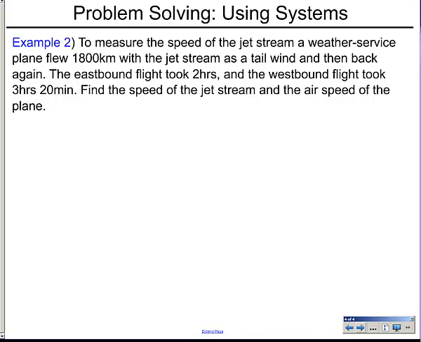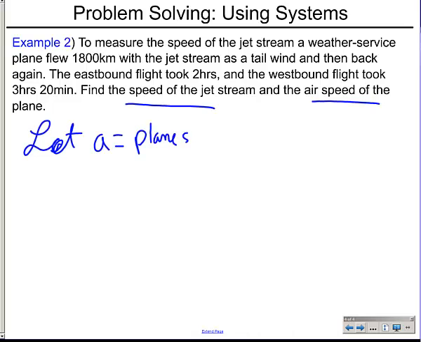So they have the eastbound flight that took 2 hours, and the westbound flight took 3 hours 20 minutes. So it took longer going west than it did east, so we can tell which direction the wind is actually going. The question they want to know is: find the speed of the jet stream and the airspeed of the plane. So we got two different speeds here. So these are the variables. Let A equal plane speed and let W equal wind speed.